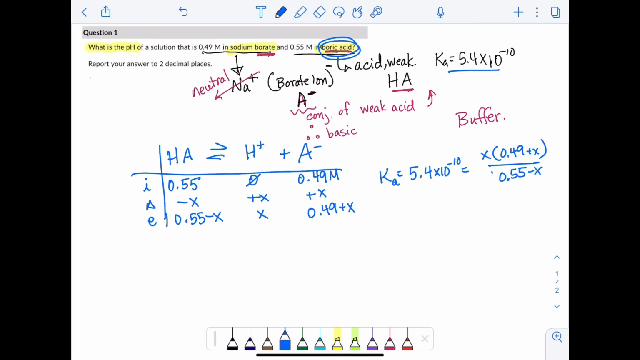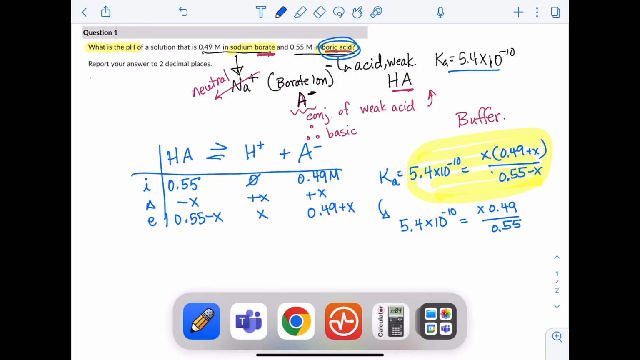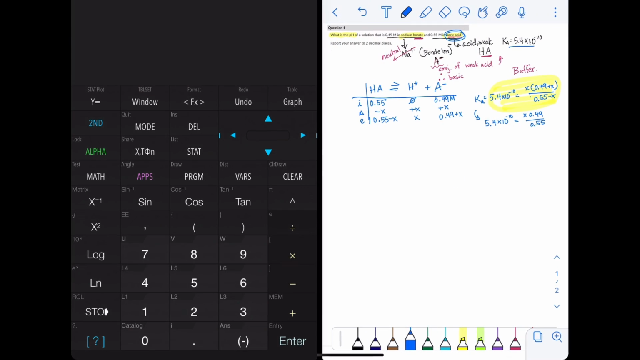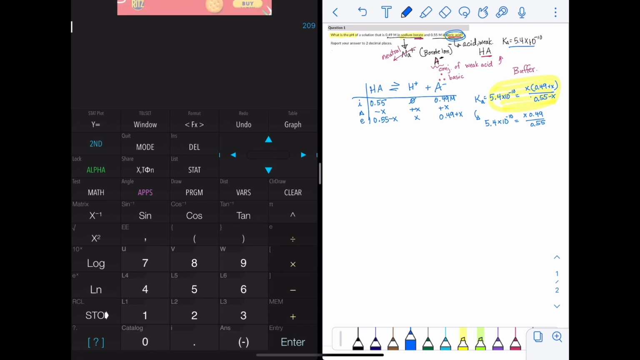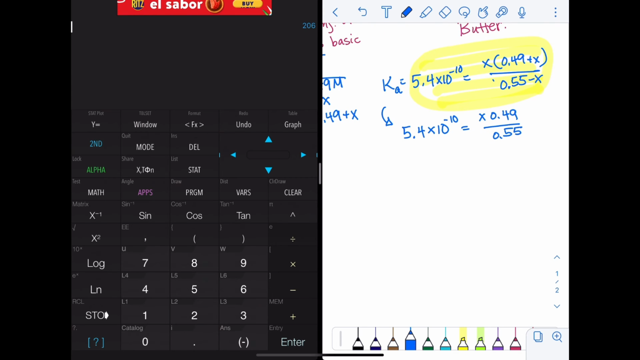I could plug this equation into an algebra solver just straight away and solve for x if I wanted. And if you are comfortable with that and getting familiar with it, go for it. You also can use the approximation method here. That will work with buffer problems 99.9% of the time. Never say always or never, right? But let's plug that into our calculator. I've got my calculator here. Let's see if I can pull it up here. All right. So I've got my calculator. I'm solving for x.